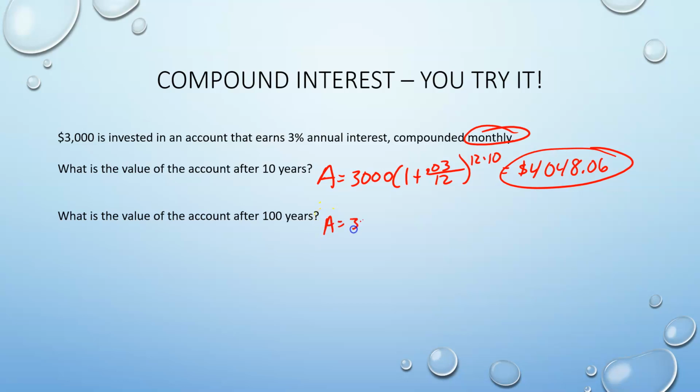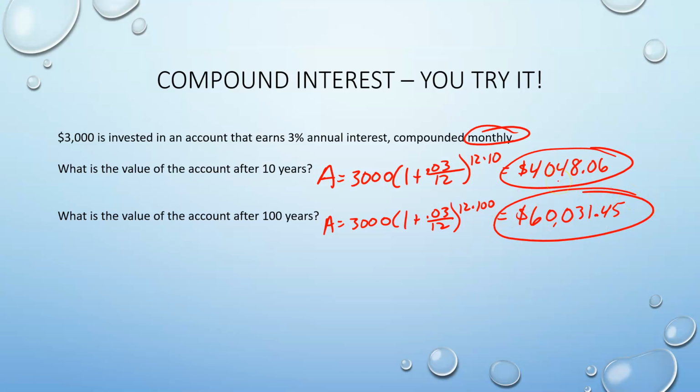For the other problem, you should have done 3,000 times 1 plus 0.03 divided by 12 to the 12 times 100. So the only thing that changed in this example was the years. Obviously, the more years you have it in, the more money you're going to make. So this was actually $60,031.45. So it grew a lot in those next 90 years.